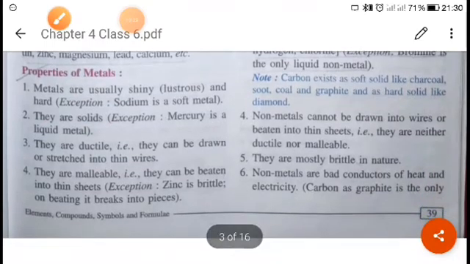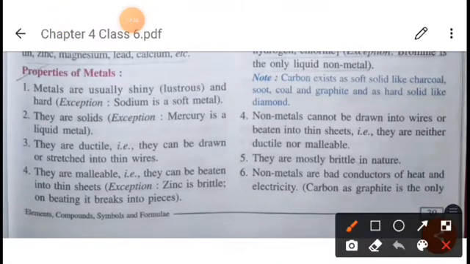After that, it is also malleable. Malleable means we can beat it into a thin sheet. You can see the tin which we use in our house for the roof. That is metal, right? So how has it been made? It has been beaten into a thin sheet, because it is malleable. Except zinc, which is not malleable. If you beat zinc, it will break, just like a non-metal. So I hope you have got some idea of metals.